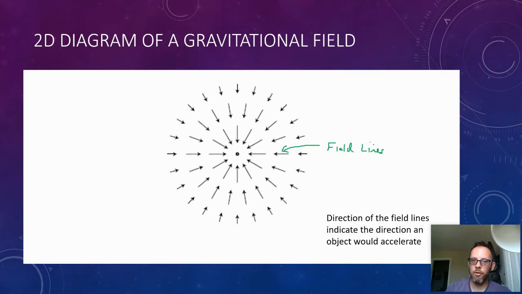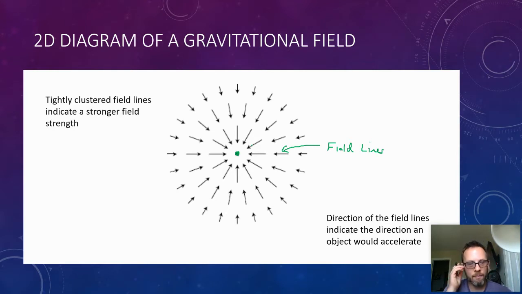Those indicate the direction, and no surprise here, you can see that the field lines all point towards the mass setting up the gravitational field, because we know that any mass would be attracted to that mass setting up the field. So the direction of the field lines makes sense. It tells you which way the force would be, or which way an object would accelerate.